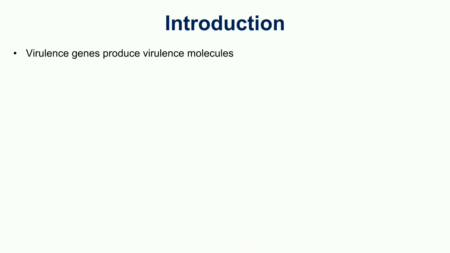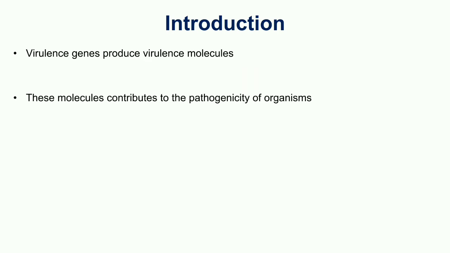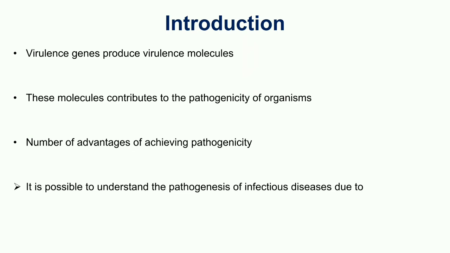So, virulence genes produce virulence molecules. That is, these molecules are accountable for bringing about pathogenicity in an organism. These genes confer a number of advantages to the pathogens. It is possible to understand the pathogenesis of infectious disease by understanding these three conditions.